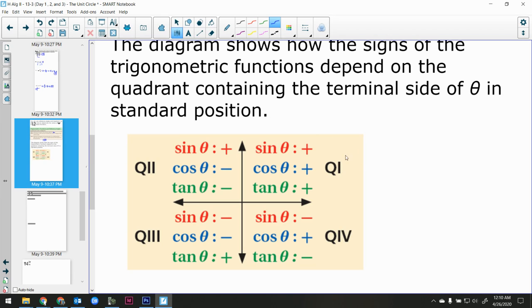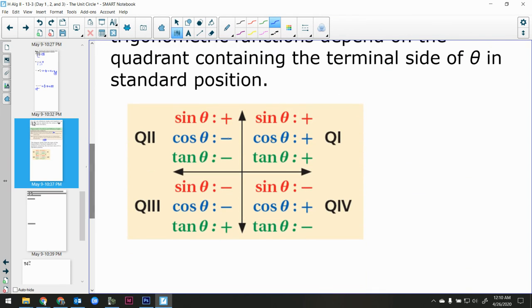All right. But think about it this way, you know, that's just another way to show this, right? Because cosine is x, sine is y. Tangent is always y divided by x. So this would be positive divided by positive is a positive. Positive divided by negative is a negative. Negative divided by negative is a positive. Negative divided by positive is a negative.